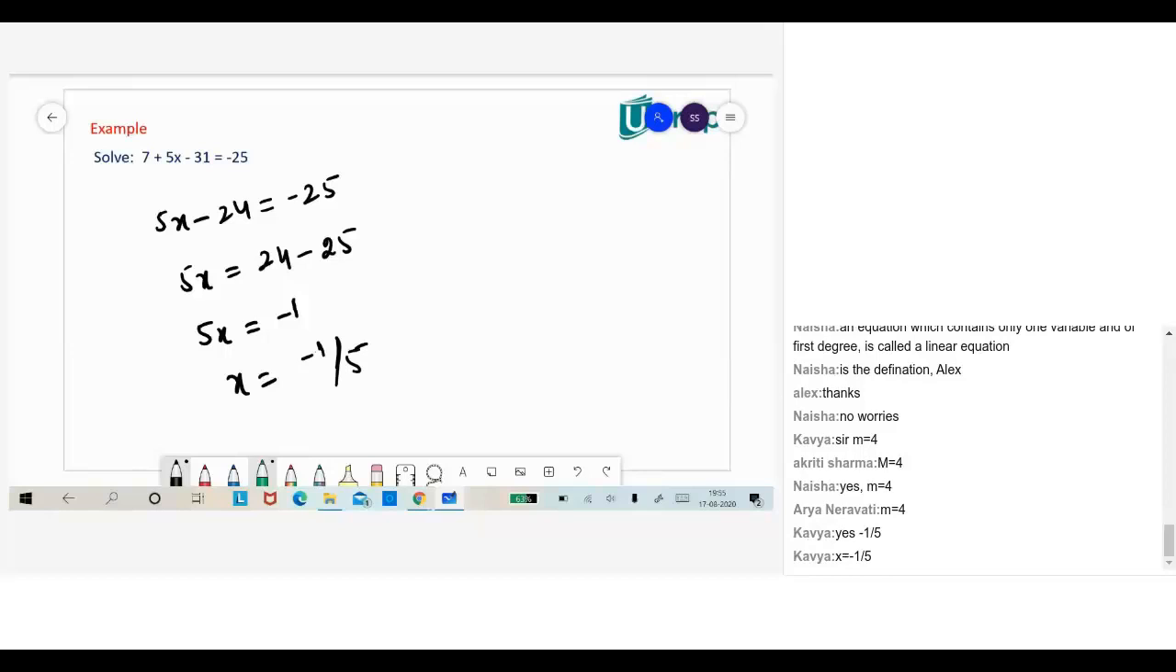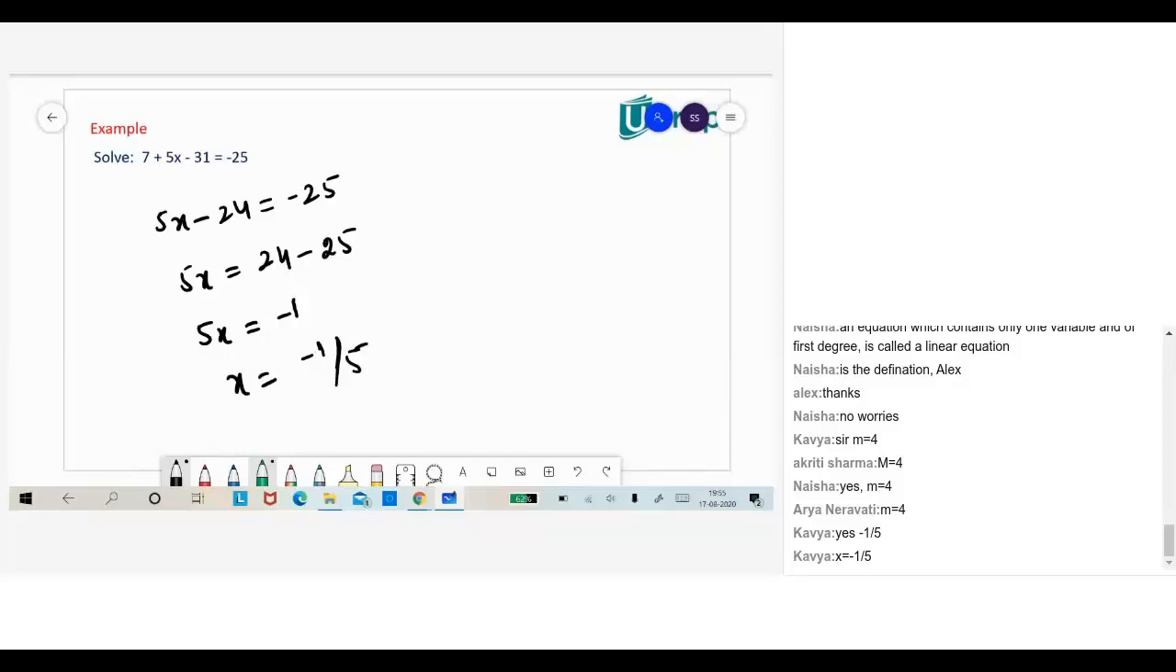Equation 7 plus 5x minus 31 is equal to minus 25. So solve that. The 7 minus 31 is minus 24. We'll send minus 24 to the other side. It becomes plus 24. So 24 minus 25 is minus 1. So 5x is minus 1 means what is x? Obviously minus 1 by 5. Yes, it's minus 1.